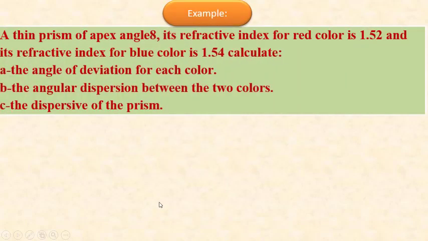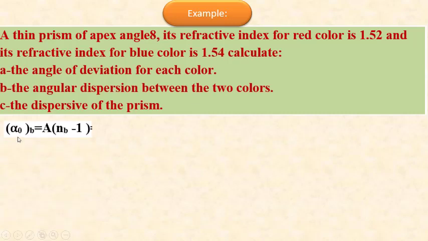Let's see this example and solve it. A thin prism of apex angle 8, so A equals 8. Its refractive index for red color is 1.52, so this is n red, and the refractive index for blue is 1.54, this is n blue. What is the angle of deviation of each color, the angular dispersion between the two colors, and the dispersive power of the prism?